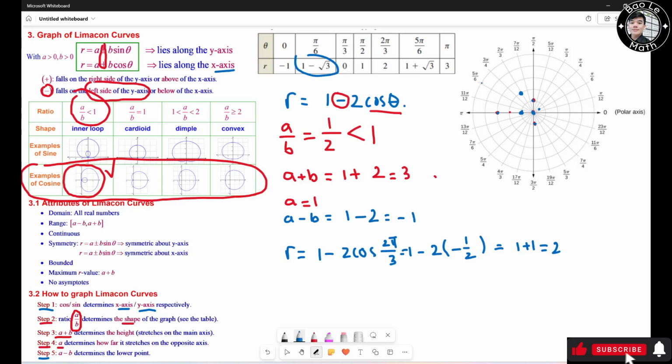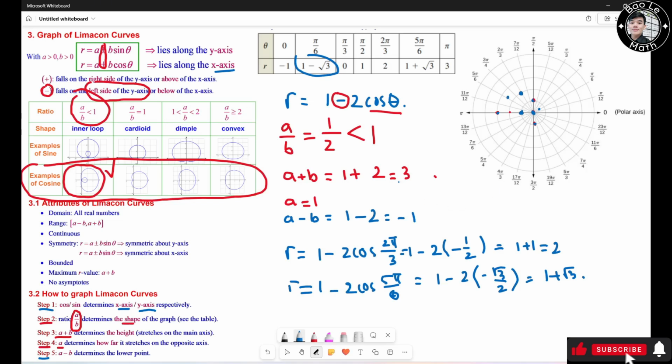5 pi over 6 is going to be opposite to pi over 6, right? So we have r equals 1 minus 2 cosine of 5 pi over 6. It's going to be 1 minus 2 times negative root 3 over 2, right? So we simplify this one. It's going to be 1 plus root 3, right? So it's going to be about 2.7, right? So 5 pi over 6 right here, 2.7 is going to be around right here.